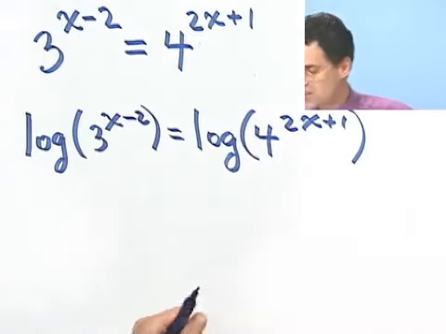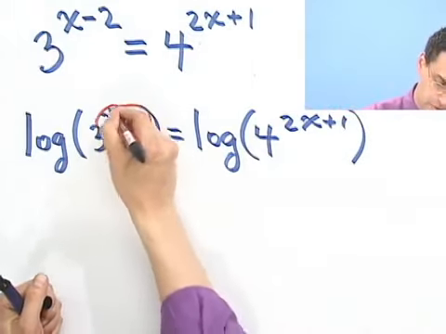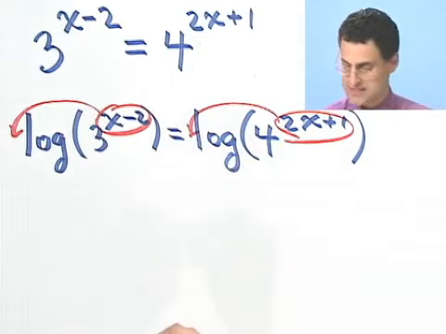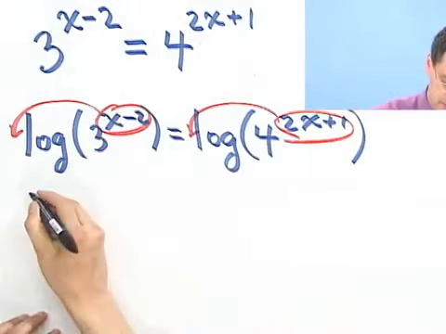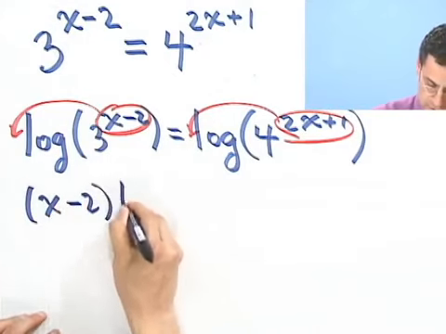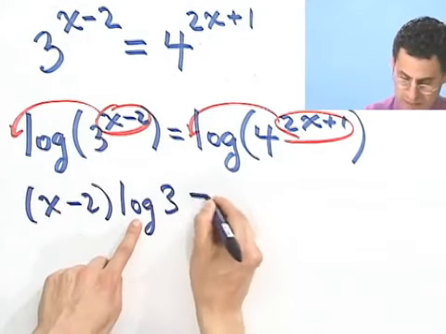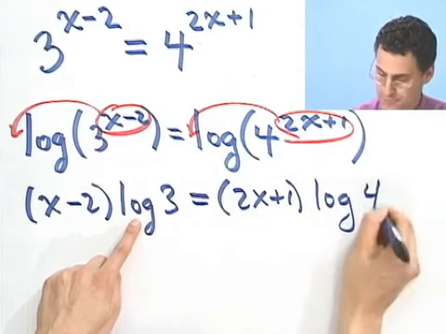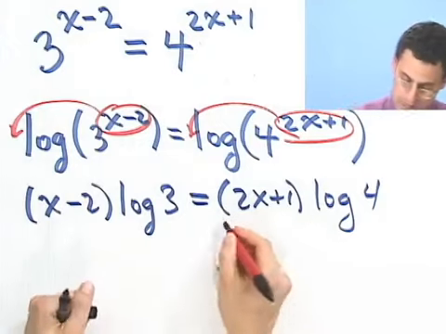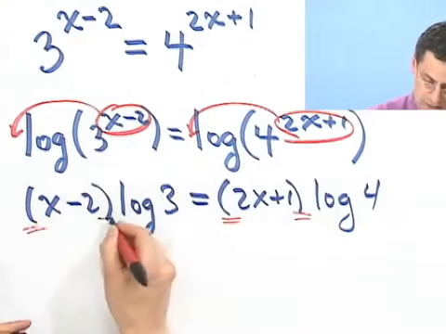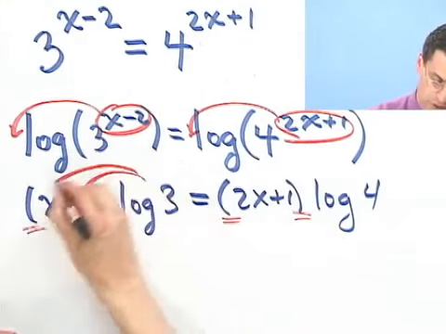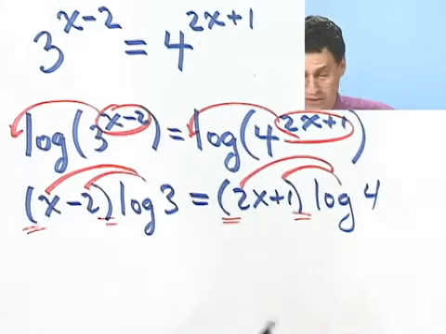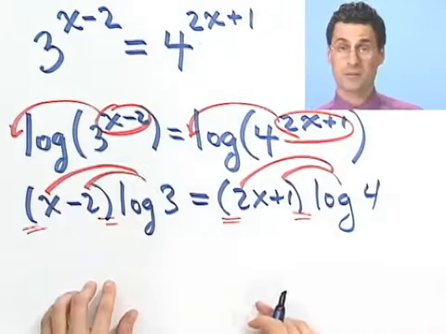Okay, well now I can use this fantastic property of logarithms, which is crucial, that exponents can be written out in front as coefficients, and that saves us. Because now I can write this as (x minus 2) times log of 3. Log of 3 is just some number, equals (2x plus 1) times log of 4. Notice these parentheses, by the way. It's because this log has to hit both terms. This log has to hit both terms. I have to distribute. Don't make the cardinal, standard, classic mistake of not distributing here.